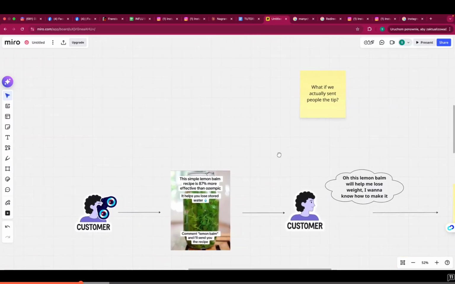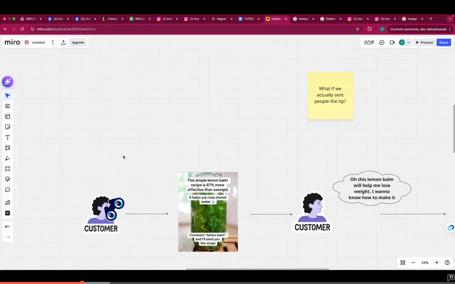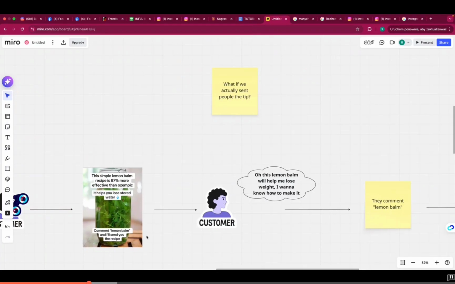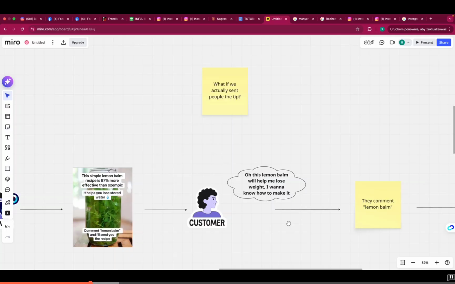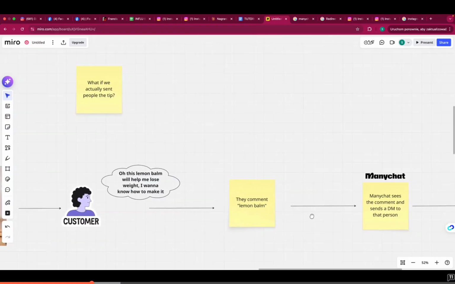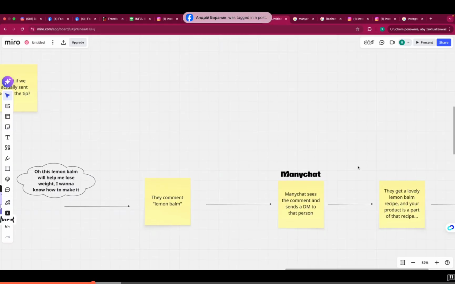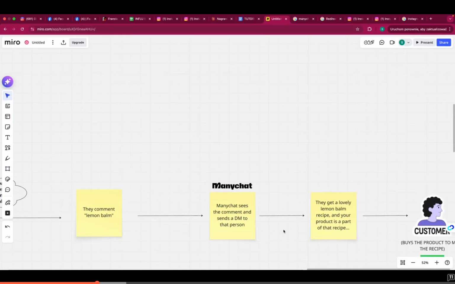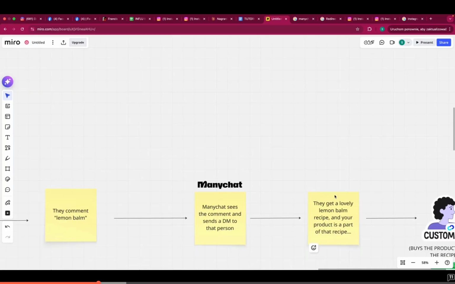So what happened? We had our viewer, they saw our post, they liked a tip, and they wanted to know how to use it, like in this case, how to make the lemon balm. They thought, all right, lemon balm is going to help me lose weight, I want to know how to make it. They claim that if I comment lemon balm, they will send me the recipe. So the person would comment lemon balm, ManyChat detects that somebody commented lemon balm and sends a DM to that person. In the DM, the person would get a lovely lemon balm recipe, and that's where the magic happens.